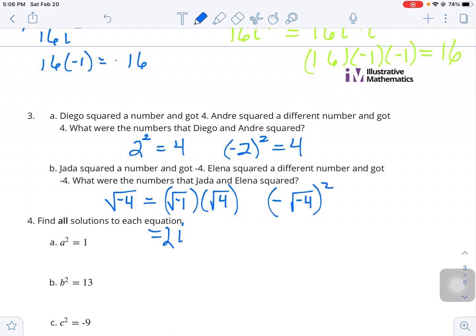And then we can do the same thing with the negative square root of negative 4. If Elena squared this, if I go back to writing it like this, I can write that as negative 1 times the square root of 4, which would be 2i, or negative 2i. Let's just think of it that way. So 2i and negative 2i would both square to give you negative 4.